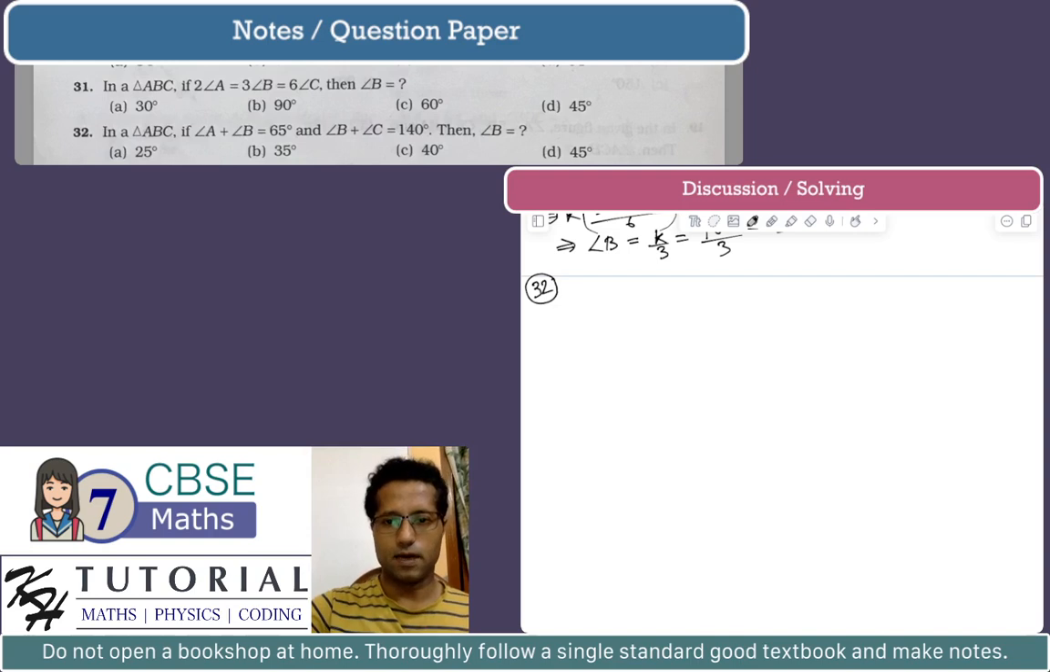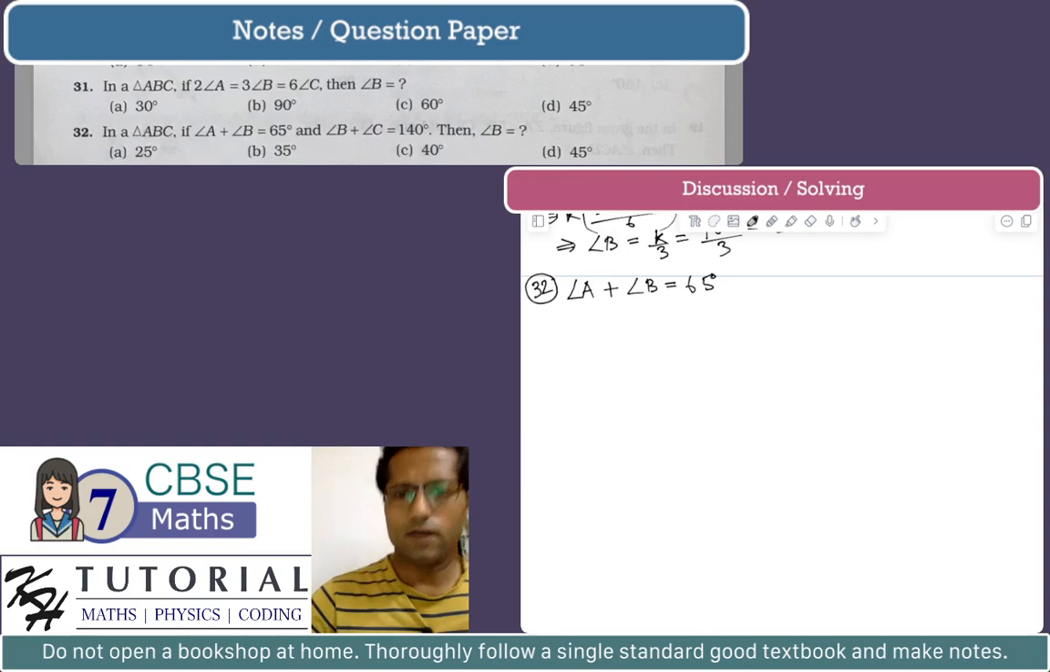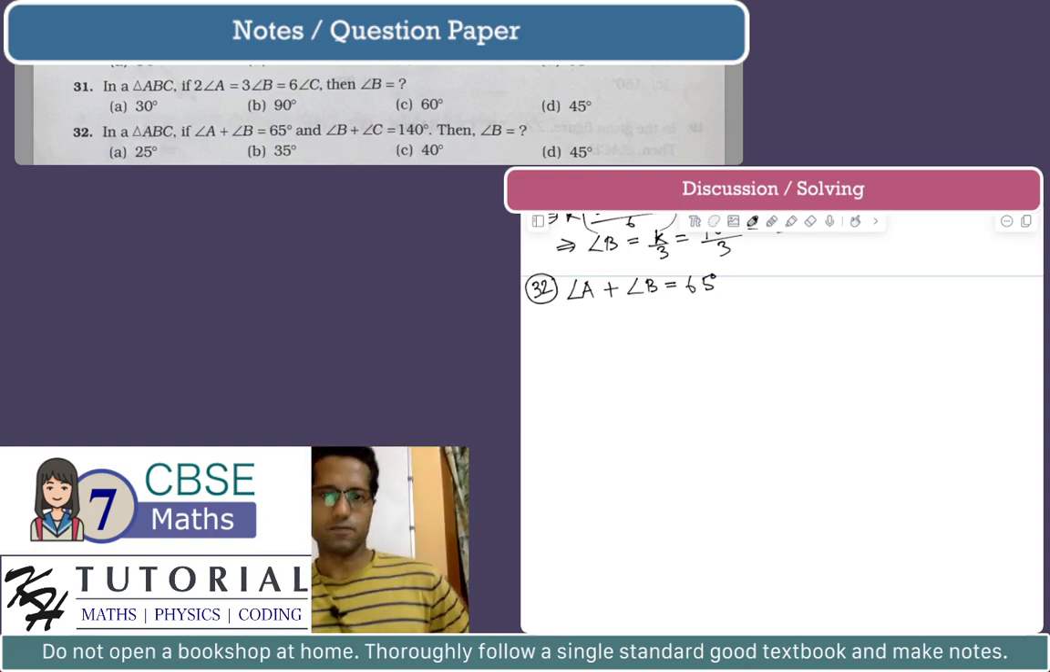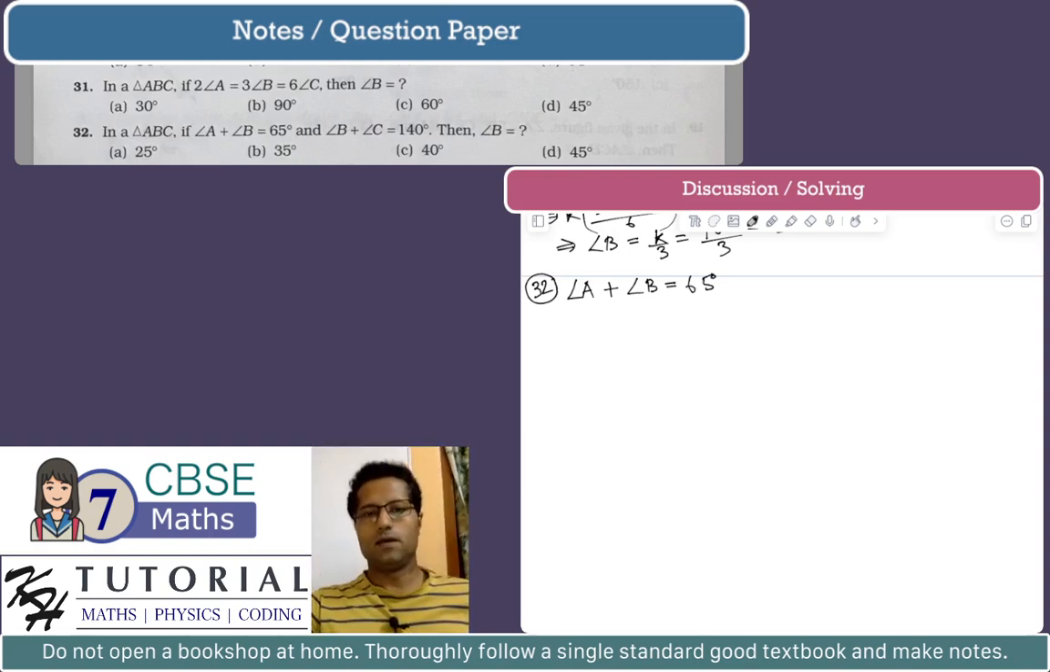Okay, let's write down. So angle A plus angle B is given to be 65 degree. Now the standard way of solving this problem is that from the given two equations, that is angle A plus angle B equals 65, from this equation you will find angle A in terms of angle B.